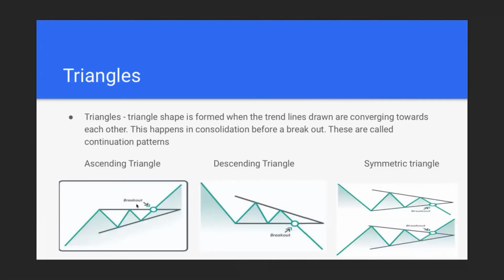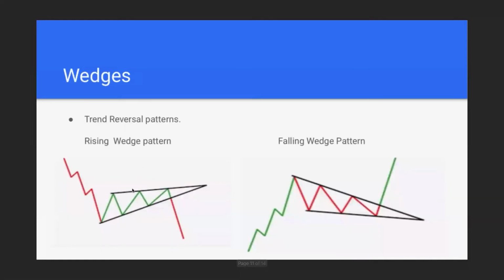In the case of a wedge, if you can understand the shape of the wedge, right? See, this line is going up, higher highs and higher lows, and this one is like a wedge shape. Yeah, it is a little difficult. I agree with you on that.